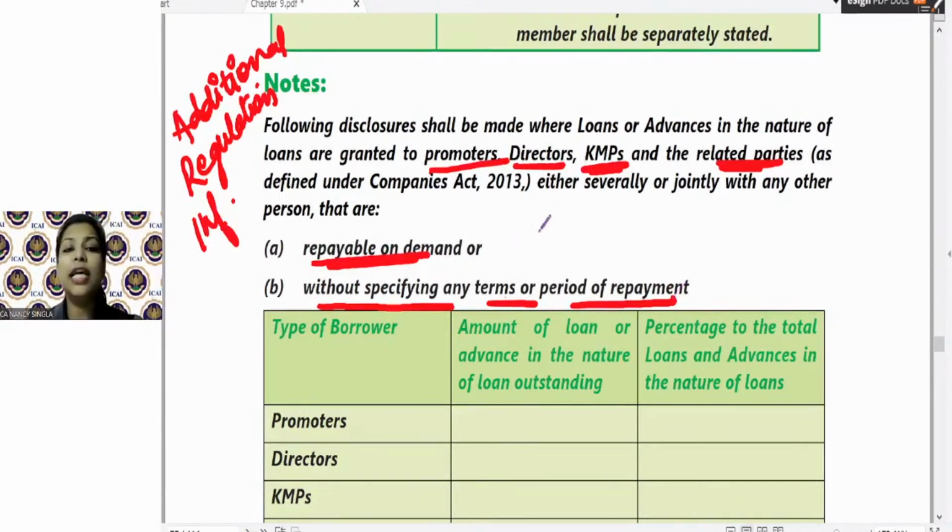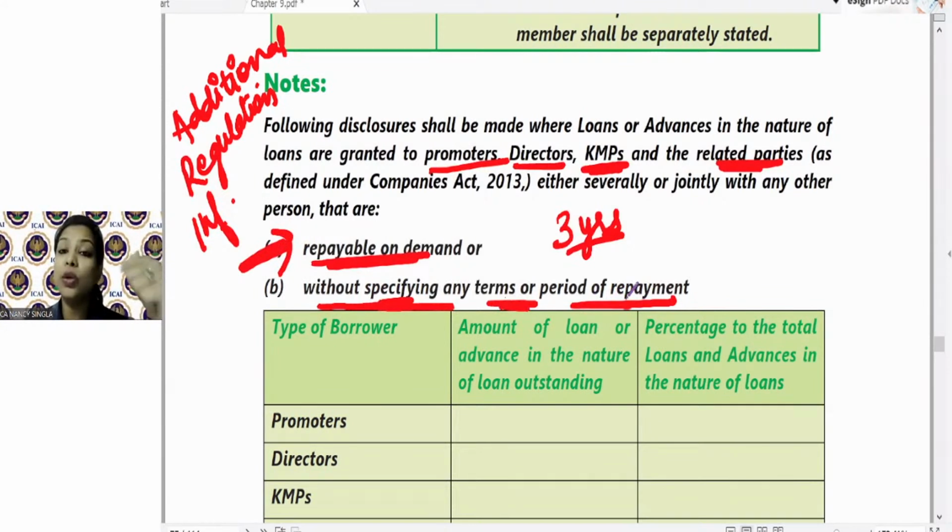See, if any loan has been given whereby it is mentioned that it is repayable within 3 years, so that will not come here. Right? So which is repayable on demand, that whenever we need it we will call for it. Or without specifying any terms or period of repayment. So only those loans where such period is not mentioned, that will come, which has been given to promoter, director, KMP or the related party.